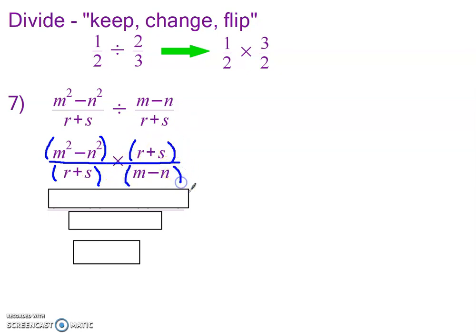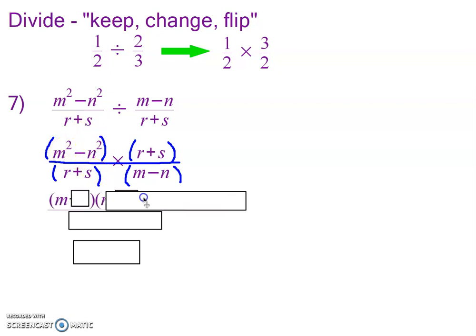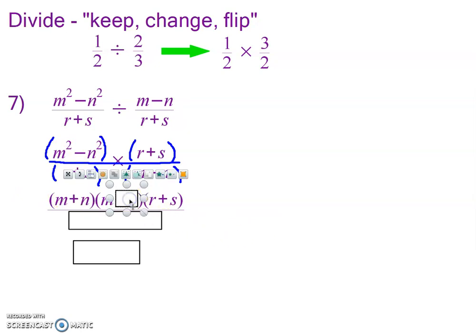Once you do that, then you look to see if you can do any factoring. So this m squared minus n squared, there's no GCF, but it is a difference of squares. Difference of squares can be factored. So m times m is m squared, n times n is n squared, difference of squares signs, plus and minus. R plus s, two terms separated by a plus sign, there's no GCF. It's not a sum of cubes, therefore you can't factor it.